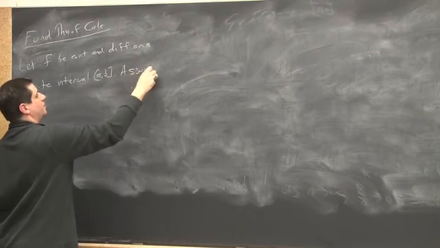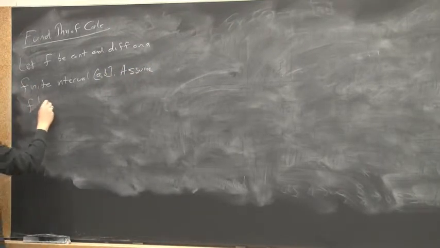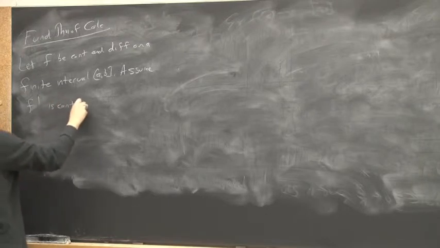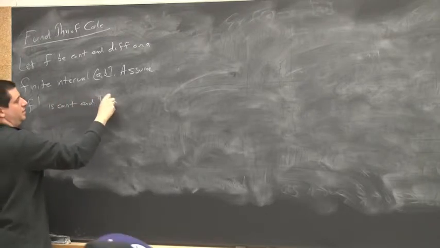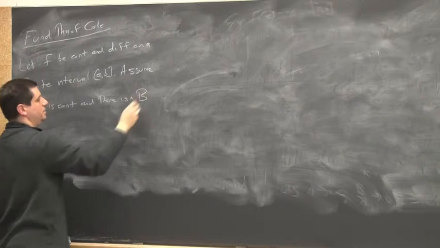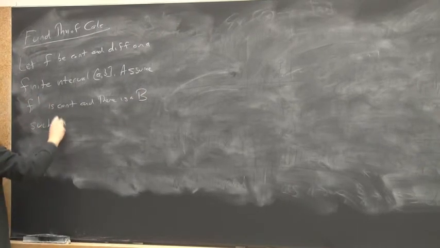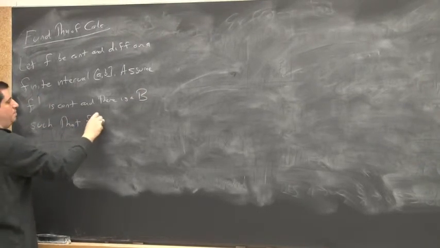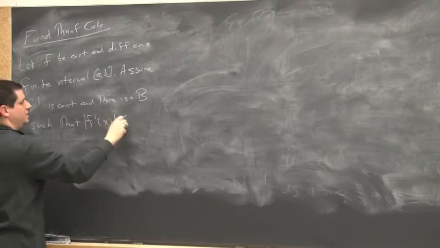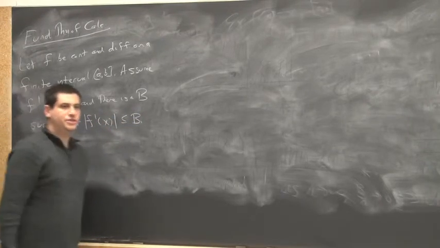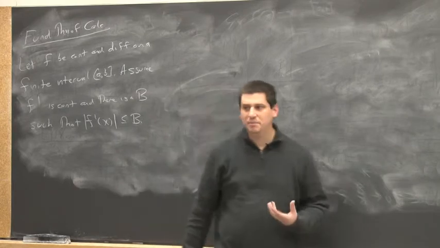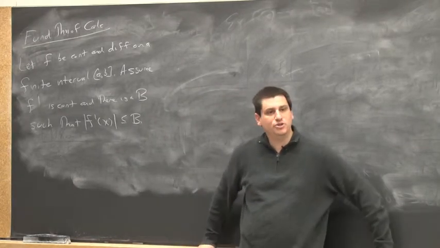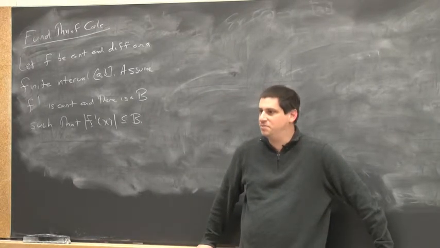Assume f prime is continuous and there is a big B such that f prime of x is less than or equal to B. So this is an assumption I do not need, but it makes the proof a lot easier. I'm assuming my first derivative exists and is bounded.